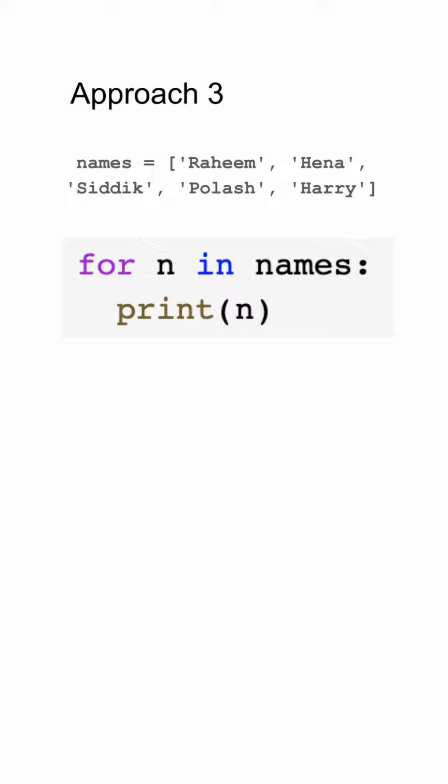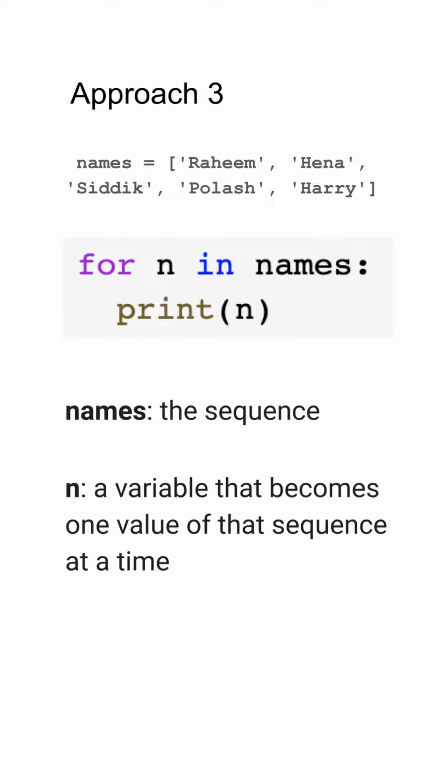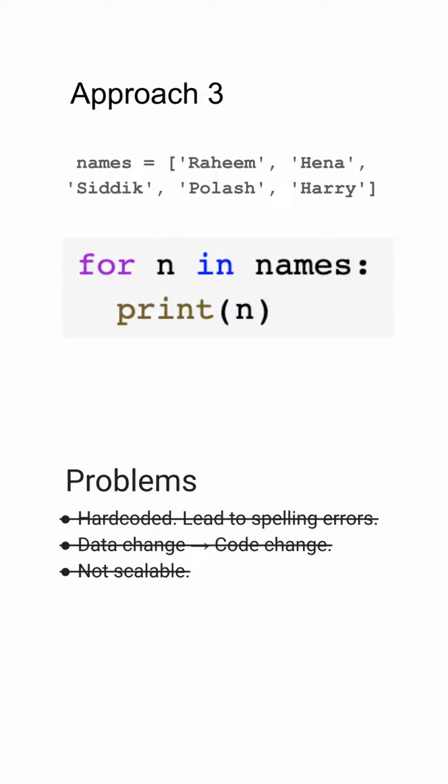Now let's see the third approach. We can use a for loop to iterate over the data one at a time. Here, names is our data, a sequence of names, and n is a variable that takes a value from that sequence one at a time. This solves all the problems we saw in earlier approaches.